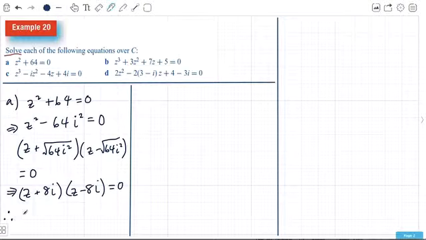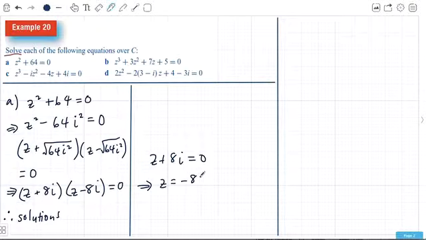So what that means is our solutions, remember solutions are always the opposite, because you're effectively saying z plus 8i equals 0, and then you're solving for z, so z equals negative 8i. So you're taking that over to that side. So all of your solutions here will be the opposite sign. So z equals negative 8i, it also equals plus 8i, so you can write it like that.